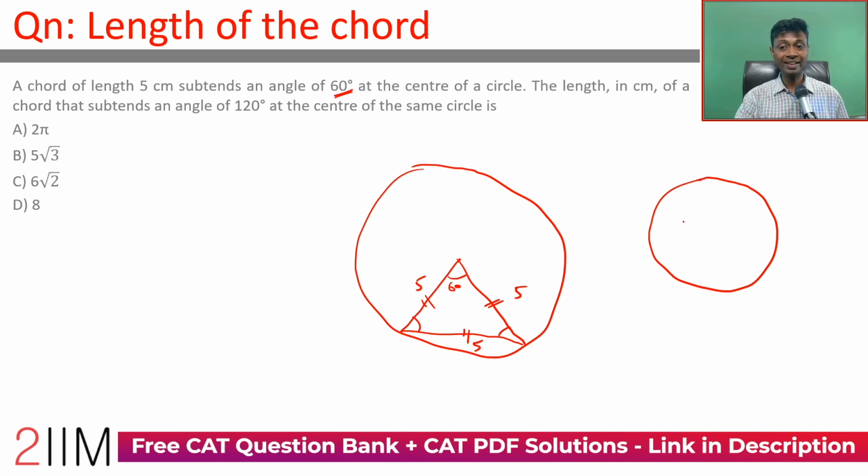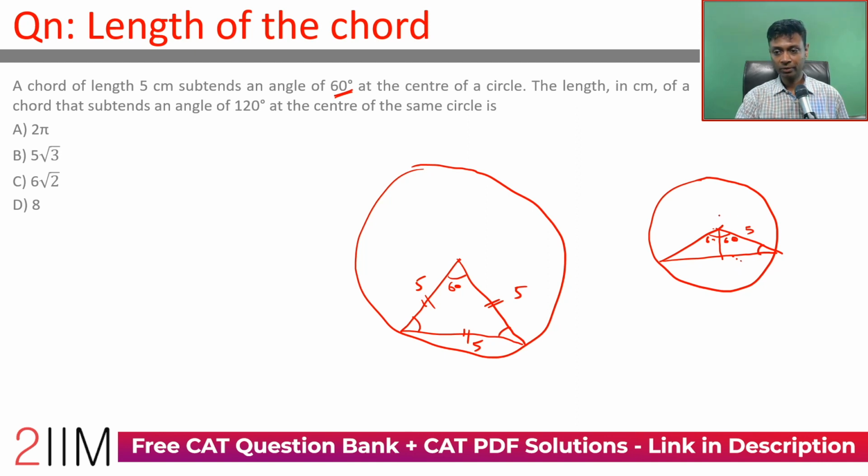A chord, the length in centimeters of a chord that subtends an angle of 120 at the center. This is very simple. This is trigonometry 101. This is 120. This is 5. So this angle is 120. This should be 60. This should be 60. This is 60. We know how to find this. How do you find that? This is 30.